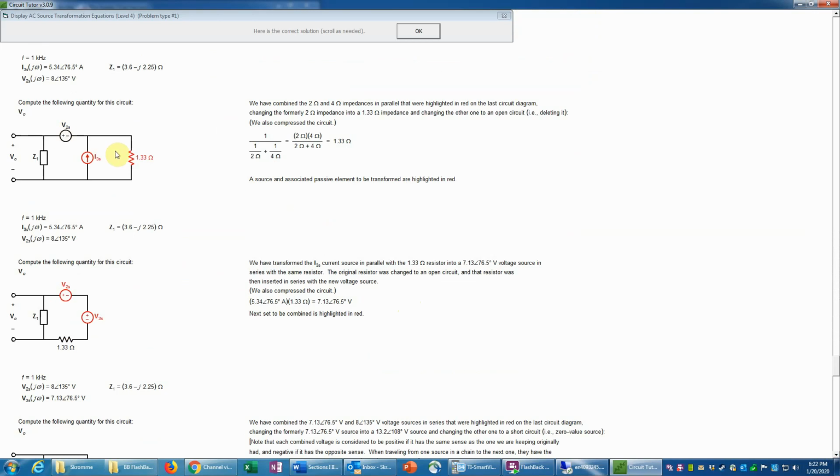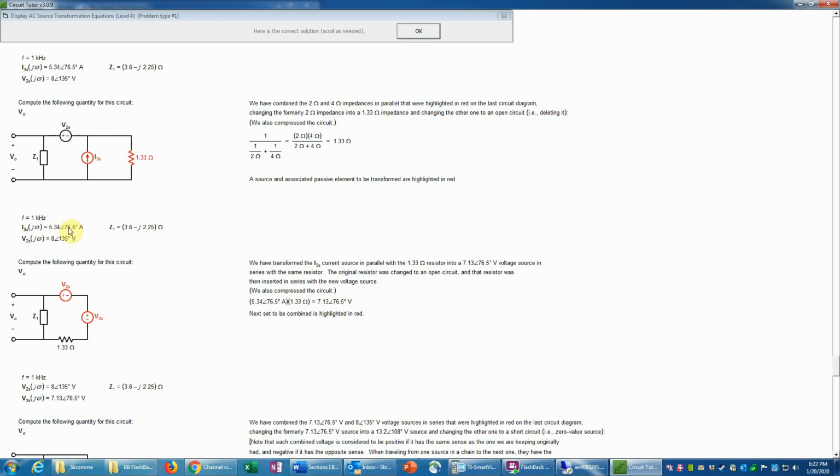And now that's all that we can combine in series and parallel, so we'll do another source transformation to change the current source in parallel with the resistor into a voltage source in series with the same resistor. So the V2S is not affected here, but the V3S basically is the product of the current and the resistance. So I3S times 1.33, that calculation is done here.